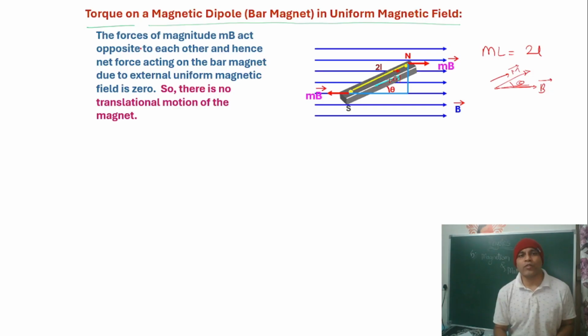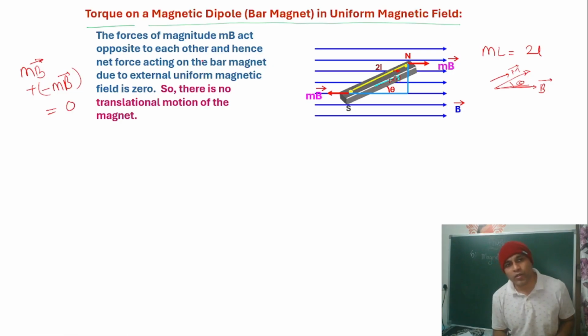Now we can see the forces mB act opposite to each other, and hence the net force acting on the bar magnet due to the external uniform magnetic field is zero, because both are acting in opposite directions. They cancel each other: one is plus mB and the other is minus mB, so it becomes 0. So there is no translational motion of the magnet.